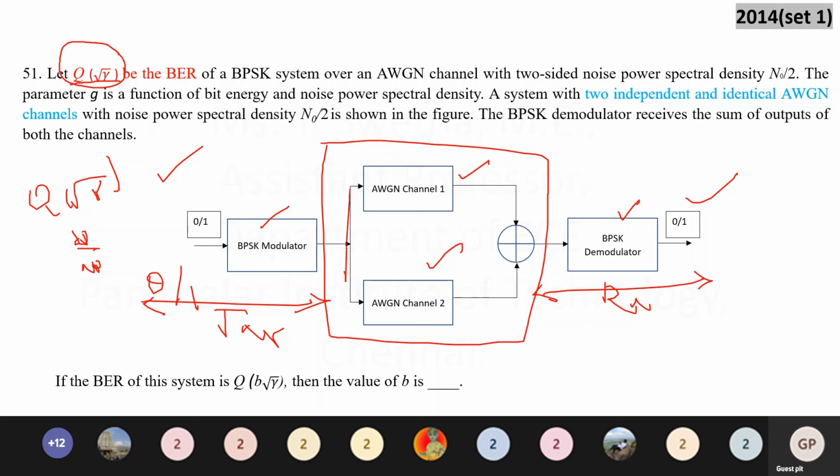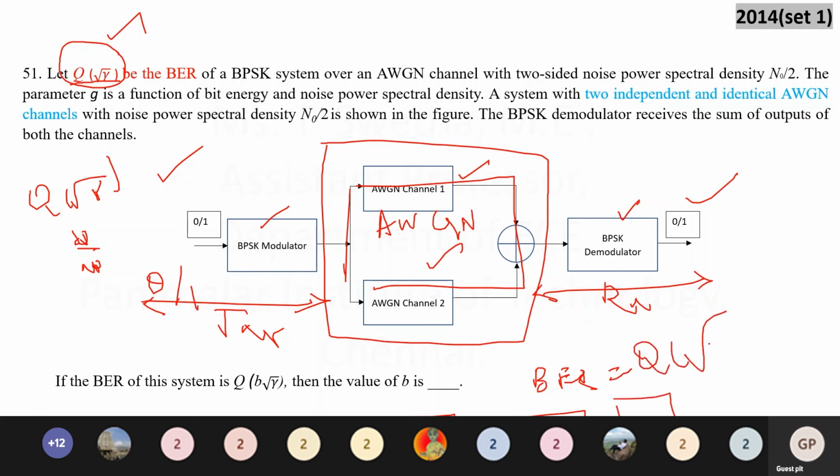For a common, single AWGN channel, I'll show the bit error rate formula: for a normal transmitter, a single AWGN channel and then the receiver, the bit error rate equation is Q of root gamma, as given in the question. But for the actual question, the bit error rate is shown here, and we have to calculate the value of B. That we'll see now.